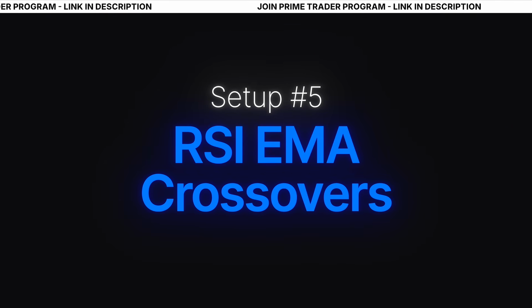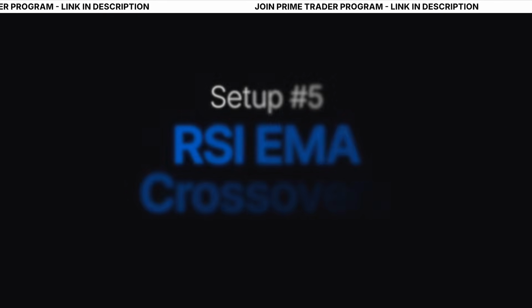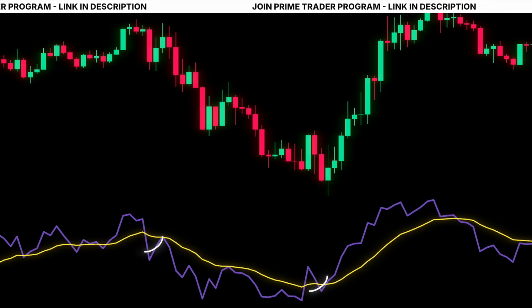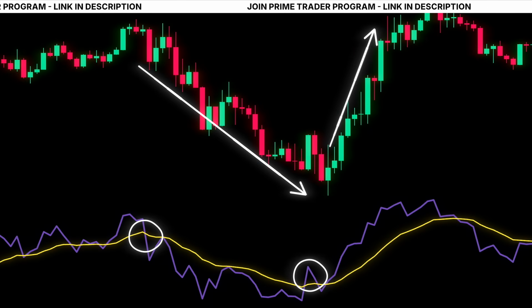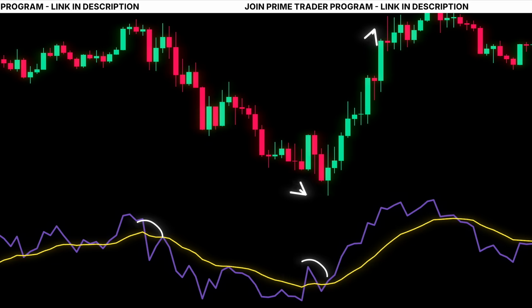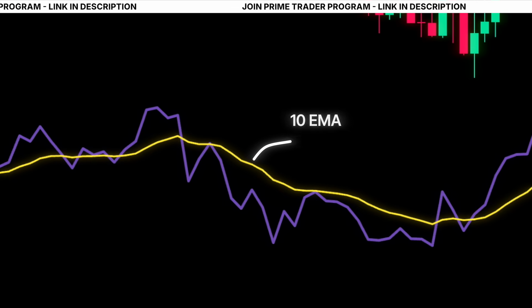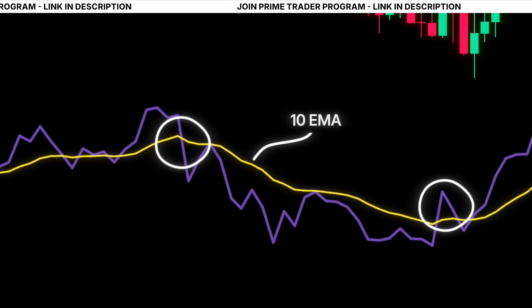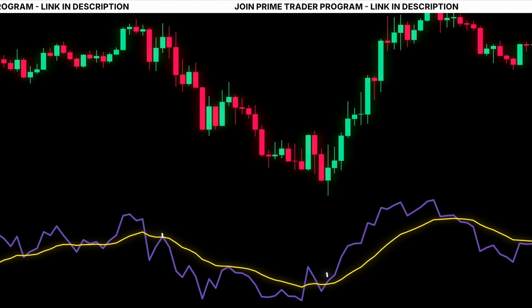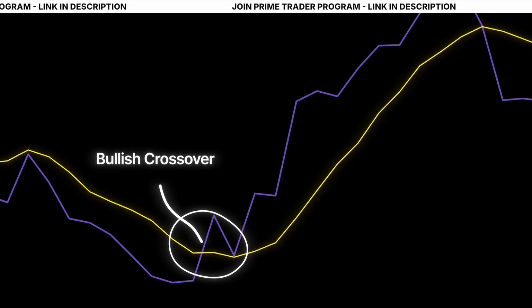Setup number 5. EMA Crossovers. The EMA crossovers on the RSI are a mechanical approach to identifying potential reversals in the price. For this, we plot a 10-period moving average on the RSI and wait for it to give us a bullish or bearish crossover. A bullish crossover occurs when the RSI line crosses above its 10-period moving average.